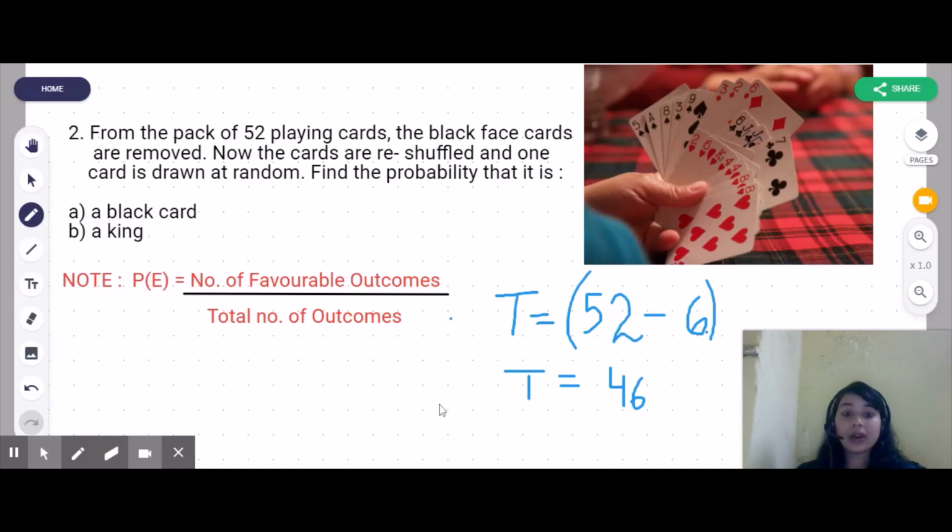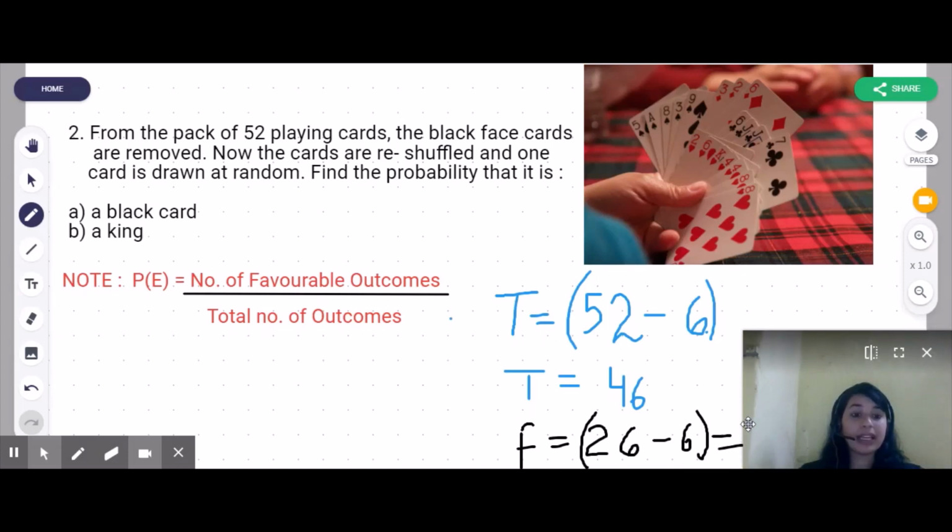Now I will write down what are my favorable number of outcomes. That means what do I want to get? I want to get a black card. We know that total number of black cards are 26. But again, please concentrate on the first line of the question that black face cards are removed. So how many face cards are black? We have 6 black face cards. So if I'm going to remove 6 from 26, my favorable outcomes would be 20 in this case. So I will be left with 20 favorable outcomes.